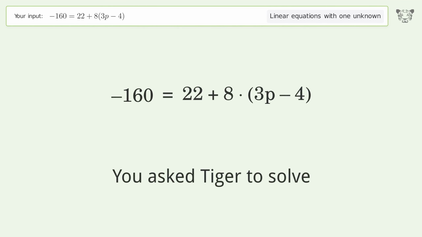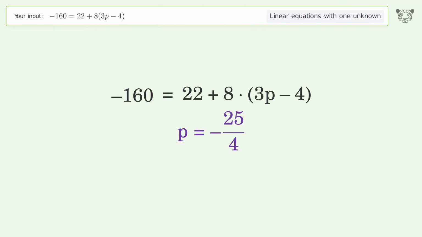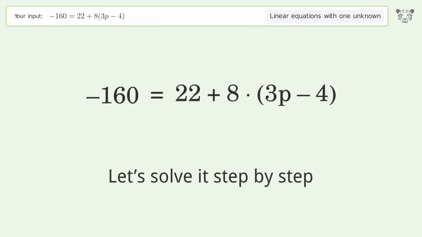You ask Tiger to solve. This deals with linear equations with one unknown. The final result is p equals -25/4. Let's solve it step by step.